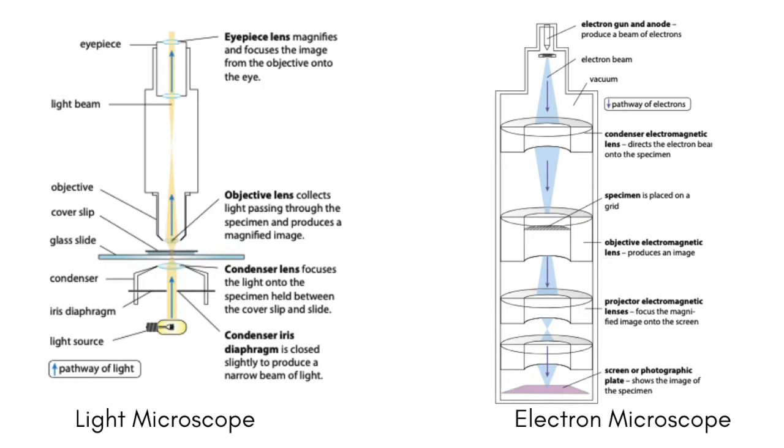the eyepiece. For the electron microscope, it works in a way that the electron will be going in an opposite direction of the light. So the electron gun will then produce electrons, which will pass through. Inside has a vacuum field. It will pass through the condenser lens, the specimen, objective lens, projector lens, then you'll be able to view it on the screen.